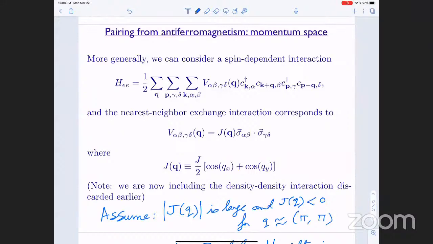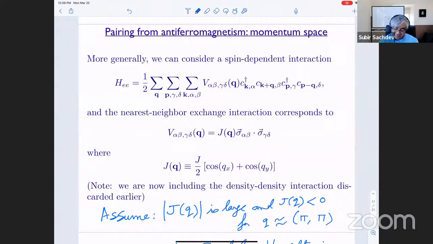Well, sorry, am I saying this right? Yeah, it's the chi of Q that's very large, but J of Q we're going to take to be large and negative for Q near pi pi. Okay. But in this particular form written here, it has the same magnitude near 0. So it's equal to the maximum value when both Qx and Qy equal 0, or it has the most negative value when Qx and Qy are close to pi.